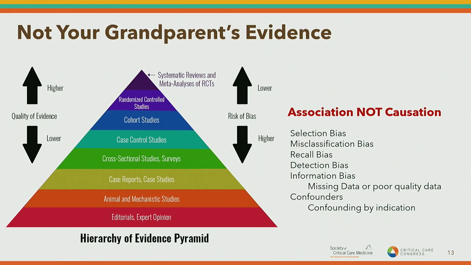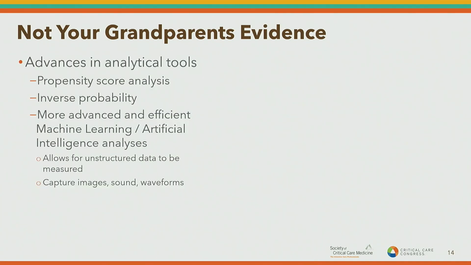And that is why we're always supposed to, and I know when I've published, the editor keeps coming back and saying, don't say cause, association, not causation. That is true. However, there have been advances on several fronts that now make us much better able to account for these biases and therefore strengthen the level of evidence that we're finding.